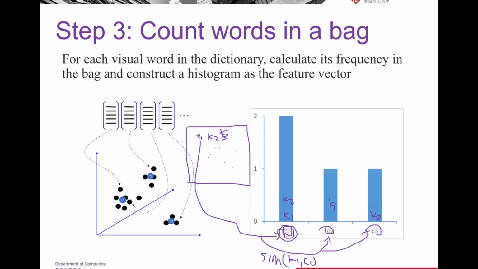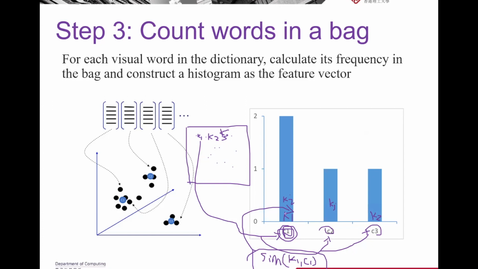Instead of putting the words into the bin, we can put this similarity into the bin, because that indicates the amount of membership of K1 to C1. And you can do the same for C2 and C3 as well. That's called soft weighting assignment. So you can accumulate the membership indicator to generate a histogram as well.